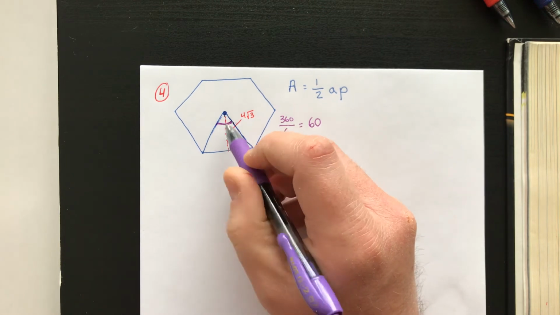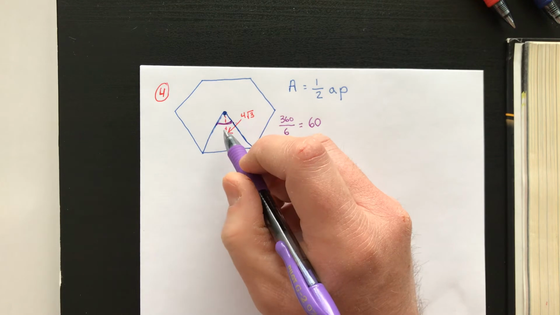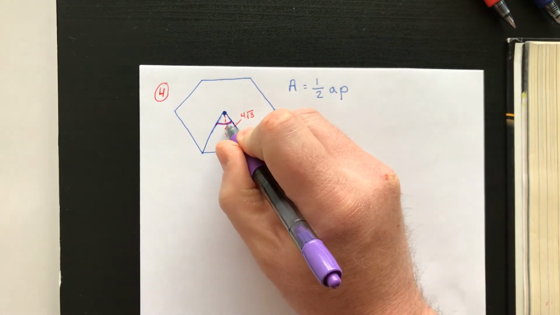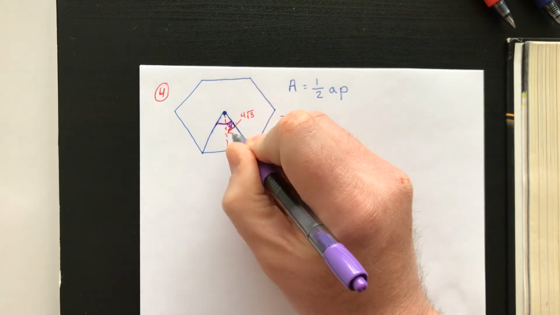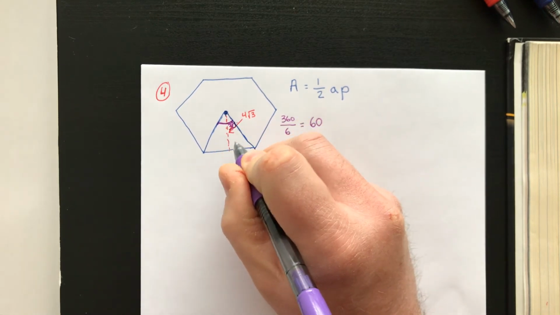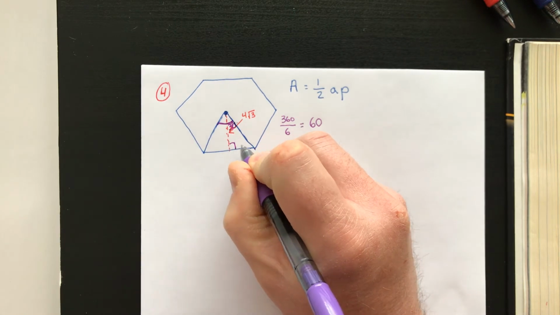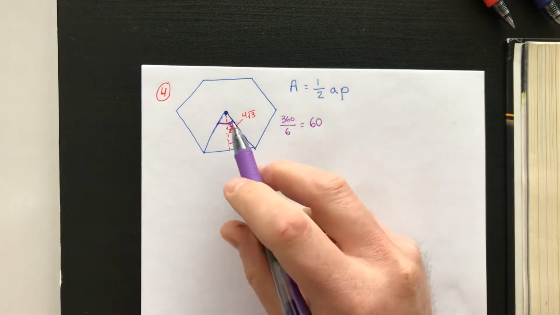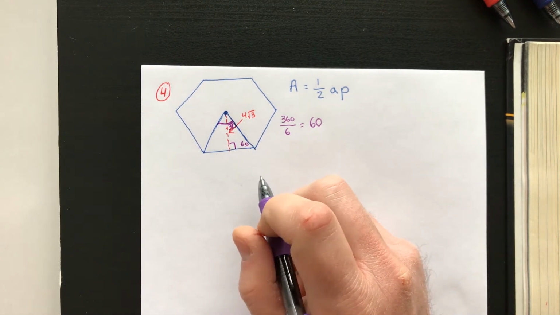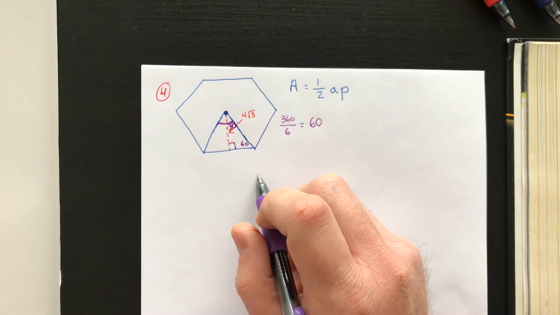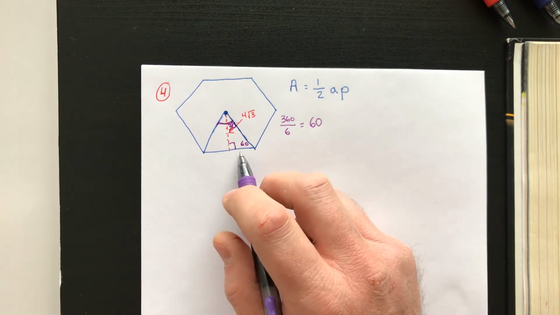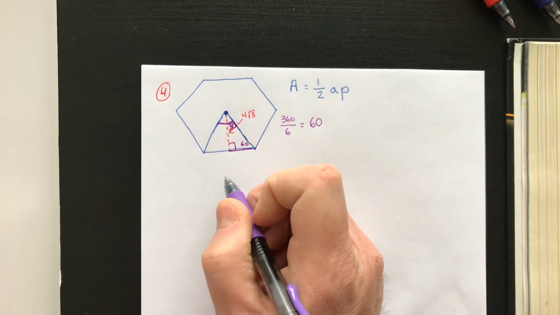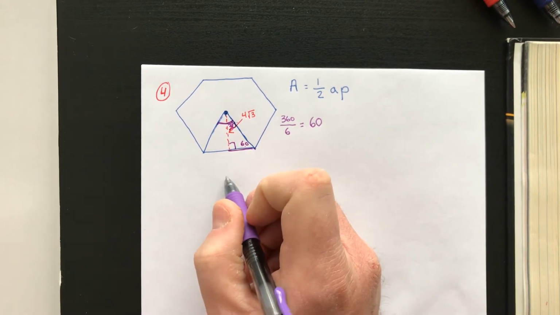But this red line, this apothem, is cutting that 60 degrees in half. So I know this angle right here is 30 degrees. I know that this is 90. And I know that this is 60. So look at what I have. I have a 30, 60, 90 triangle, okay? And this distance right here is the shorter leg of a 30, 60, 90 triangle.